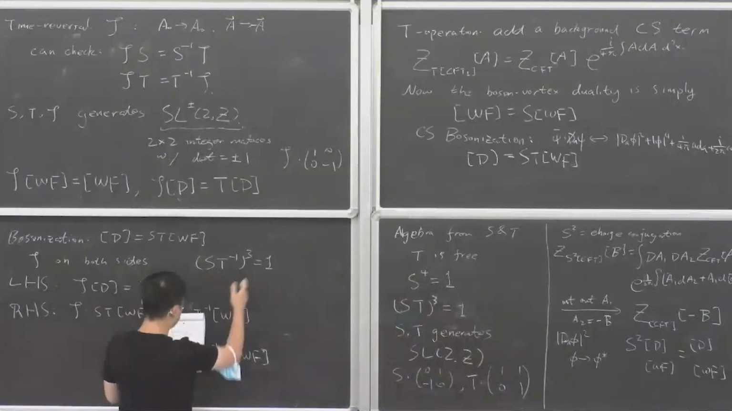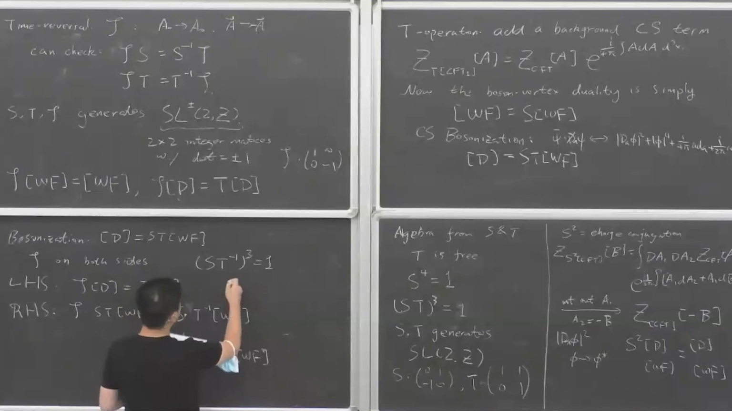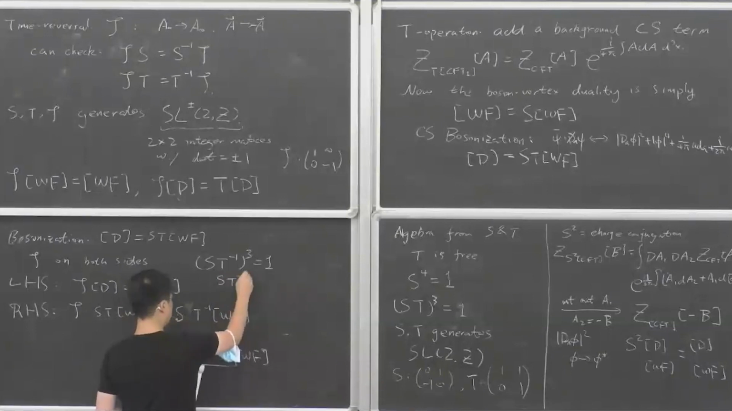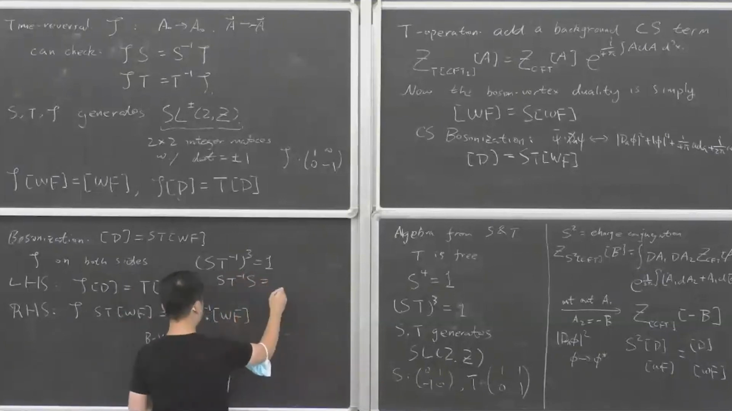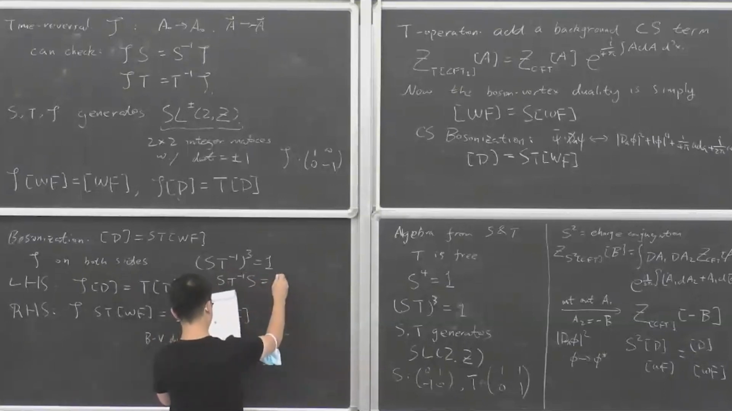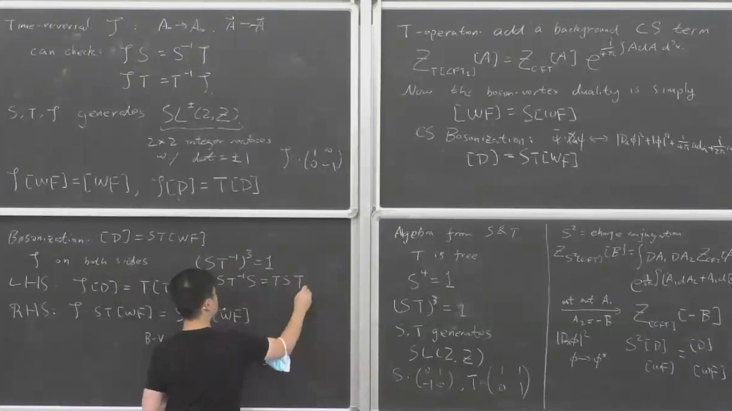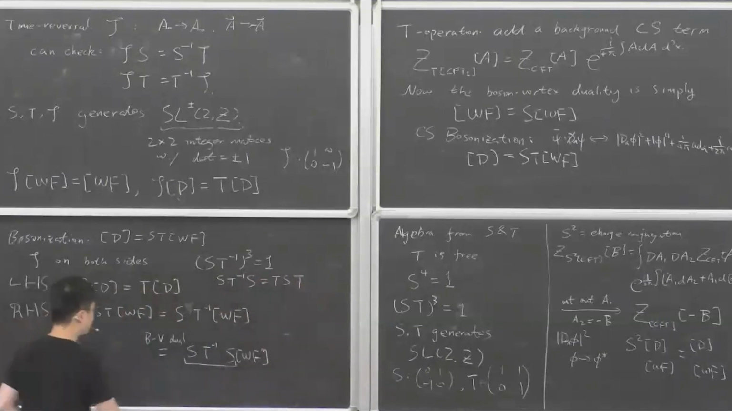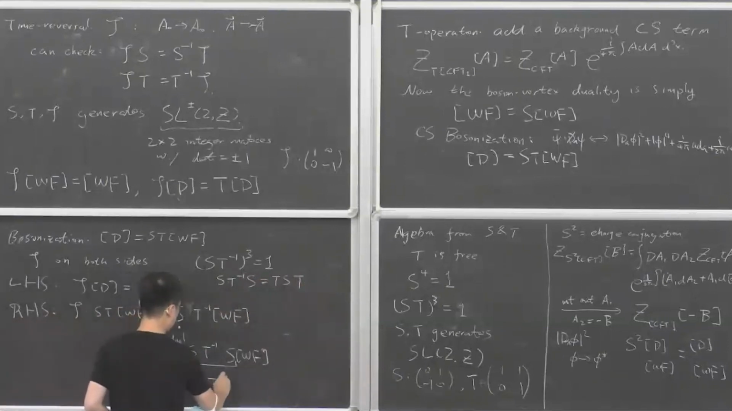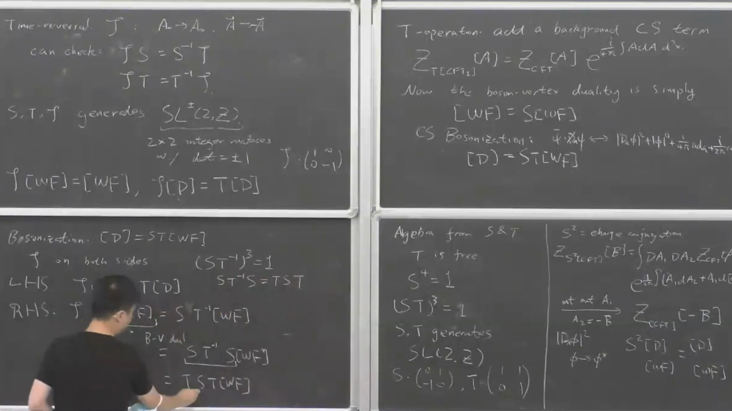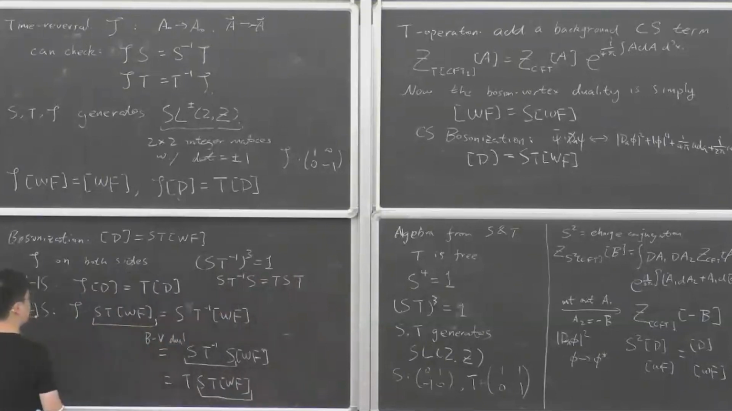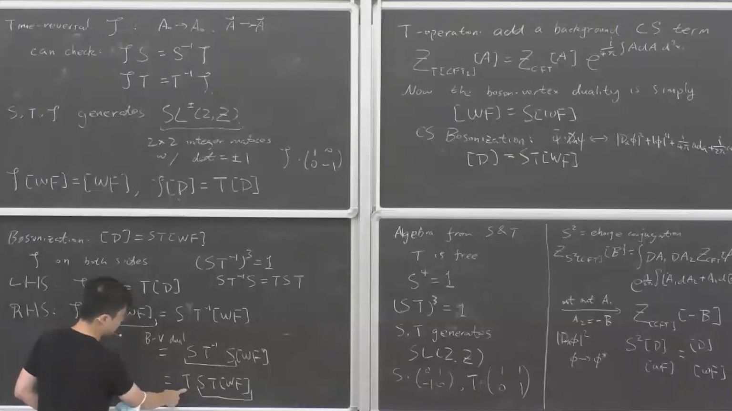Yeah, let's just stick with this, and what you will find is that means the ST inverse S is equal to, just by expanding this, TST. So it's TST WF. So here you got this. So essentially time reversal acting on this guy is just this guy with the Chern-Simons level shift.